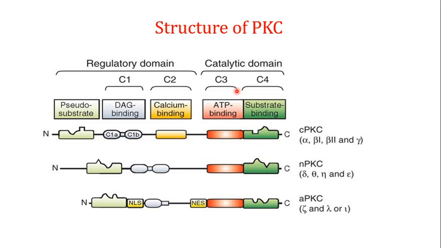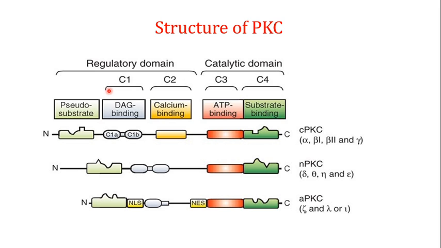Then you have the catalytic domains, and there are two of them. One is known as the C3, which is responsible for the binding of the ATP, and the C4 is the substrate binding site. So this is the structure of the conventional PKCs. For short, you put a C over here just to represent that this is conventional PKC. So on the N-terminal, you have the regulatory domain containing the pseudo substrate, the C1 and the C2 domain, and then you have two catalytic domains, the C3 and the C4, which are responsible for the binding of the ATP and the substrate.